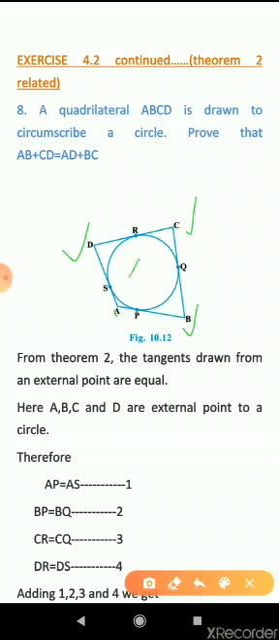This is the circle. For this circle, A is an external point. AP, AS are the two tangents, this one and this one. And B is an external point. BP, BQ are tangents. C is an external point. CR, CQ are tangents. D is an external point. DS, DR are tangents. So here, from theorem 2, the tangents drawn from an external point are equal. Here A, B, C and D are external points to the circle. Therefore, what can we write?